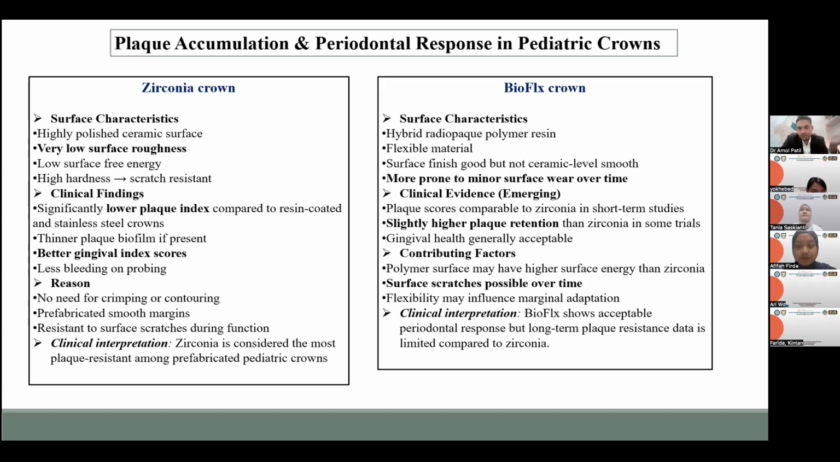Also, in the case of zirconia crowns, there is no need for crimping and contouring. They are prefabricated, they have a passive fit. Whereas in the case of Biflex crowns, as they are polymer resins, there are certain limitations in the finish and polish, because of which, over a period of time, they can stain. The plaque accumulation is more, and the chances of wear are also there, if you are going to keep it high in occlusion, or in patients who have clenching habits.